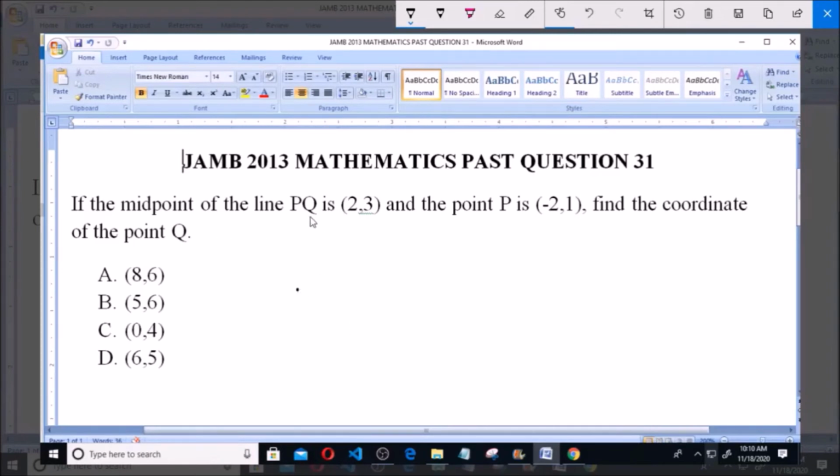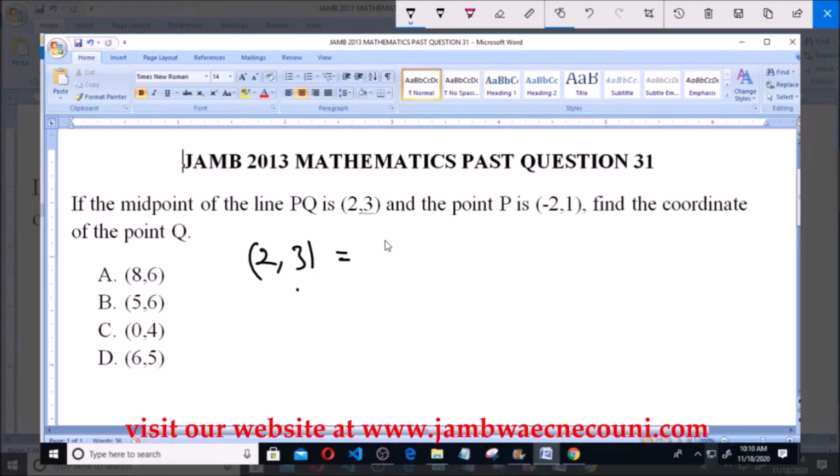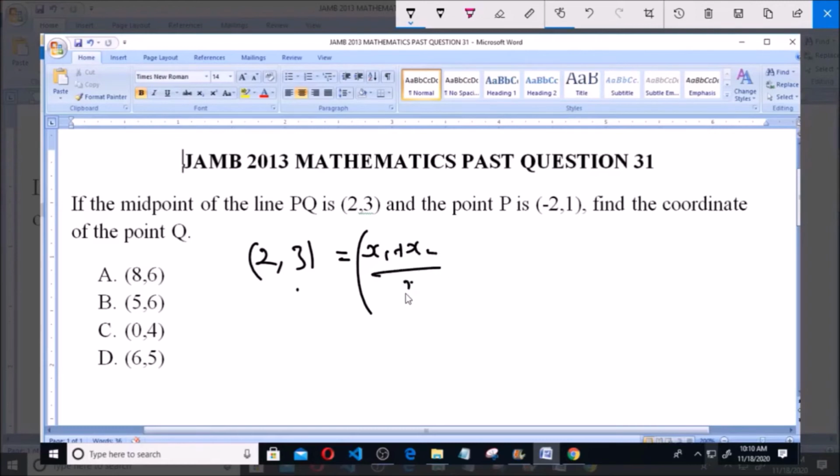The midpoint of the line PQ is (2, 3). Midpoint has its own coordinates, so (2, 3) is equal to... In order to get this coordinate, for the x, we simply add the x coordinates of P and Q, that is (x1 plus x2) all over 2, comma, then (y1 plus y2) over 2.